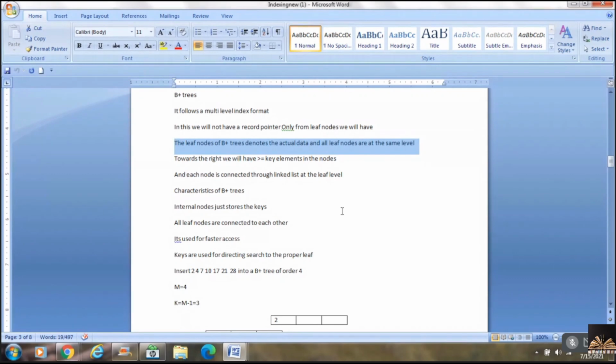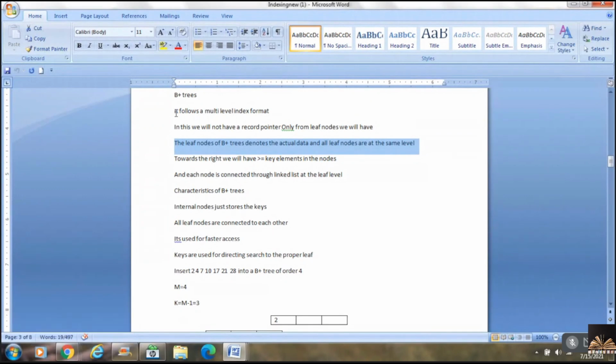And whenever I'm talking about a B plus tree, there is a root. The right side children of the root would be the key elements which are greater than that of the root node, and the left side would be the key elements which are less than that of the root node. Okay. And whenever I'm talking with respect to the leaf nodes, each leaf node is connected to the other leaf node at the leaf level using the concept of a linked list. Okay. Now, this is the introduction.